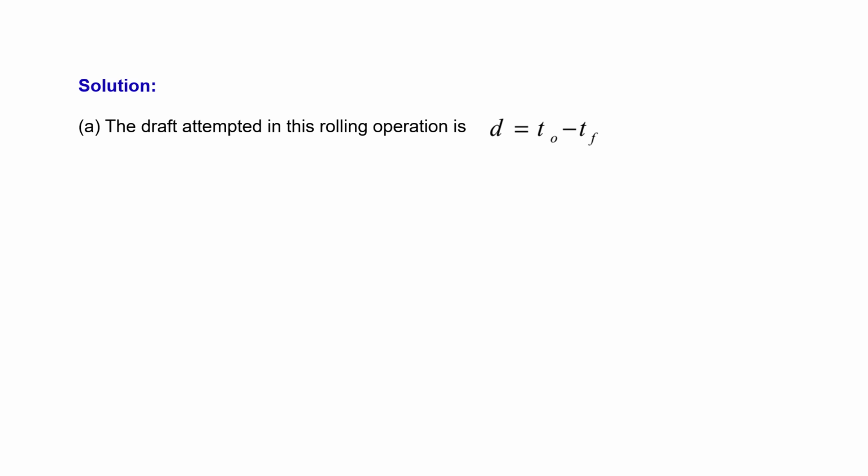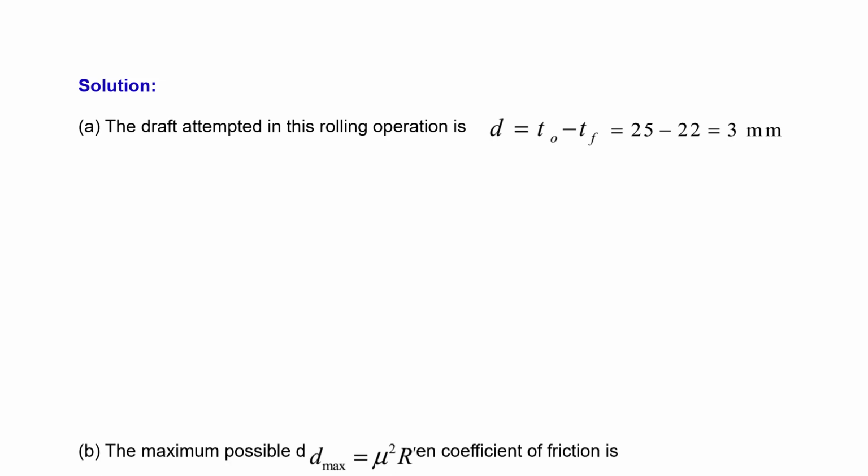Okay, so you can see that draft is going to be the initial thickness minus the final thickness. We have 25 minus 22, and this will be equal to 3 millimeters. That's easy. Now I would like to see if the maximum draft is going to be more than 3 millimeters. If yes, then that means that our given parameters can do the rolling process.